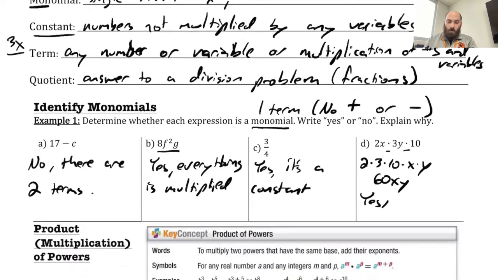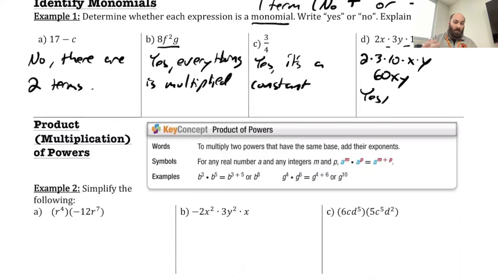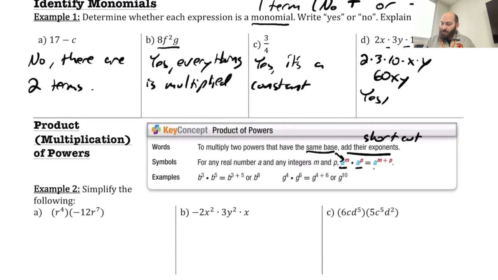Okay, our first property we're going to talk about today is what's called the product of powers. So what happens is this: to multiply 2 powers that have the same base, we're going to add their exponents. This is a shortcut. Okay, so this is how it looks right here. If I say a to the m power times a to the p power, if I'm multiplying with the same base, okay, so in this case the base is a in both cases there, their exponents m and p get added together like this. And here's a couple of examples of that.